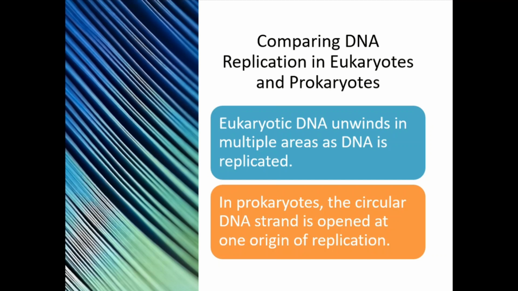Comparing DNA replication in eukaryotes and prokaryotes, how is DNA replication different? Eukaryotic DNA unwinds in multiple areas as DNA is replicated, while in prokaryotes, the circular DNA strand is opened at one origin of replication only. So this is the difference between eukaryotic and prokaryotic DNA replication.